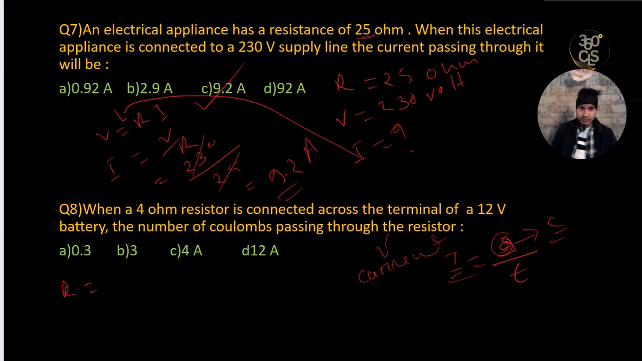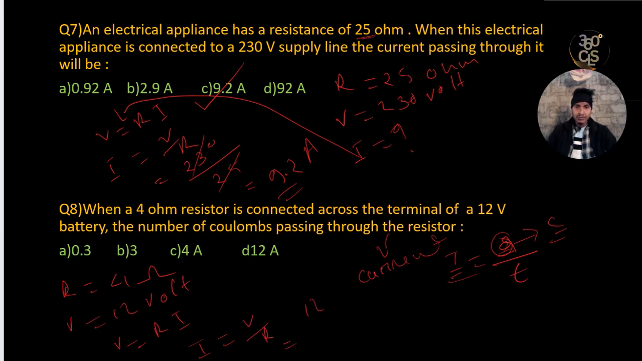Now what is given here? R is given, that is 4 ohm, and V is equal to 12 volt. Now we have to find the current, that is I. We know that V is equal to R I. So I is equal to V upon R, where V is 12 and R is 4. By solving this, we will get 3 ampere. So the correct option is B. So B is our correct answer.